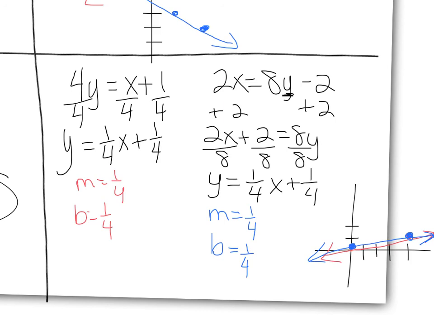If they're the exact same line, there are infinitely many solutions. This is a solution, this is a solution, this is a solution. There are a ton of solutions. There are infinitely many solutions, and that would be your answer.